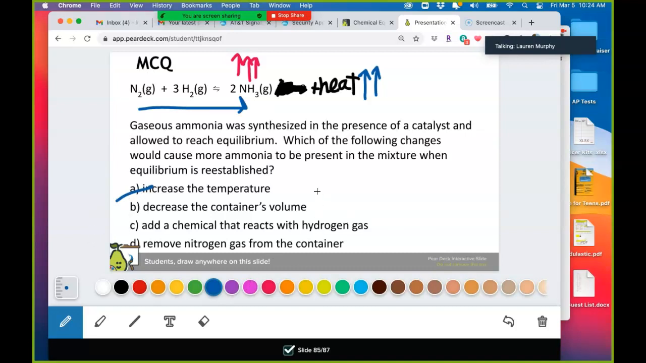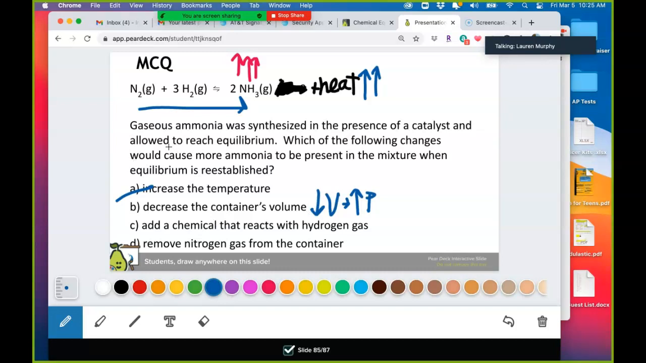The next option is decrease the volume. So you go, okay, well, what does that do? Decreasing the volume increases the pressure. Okay, now this will have an effect only on our gas particles. And in this reaction, they're all gases. So increasing the pressure will increase the pressure of the overall system.